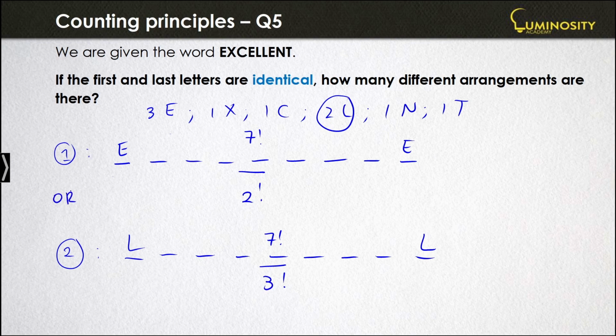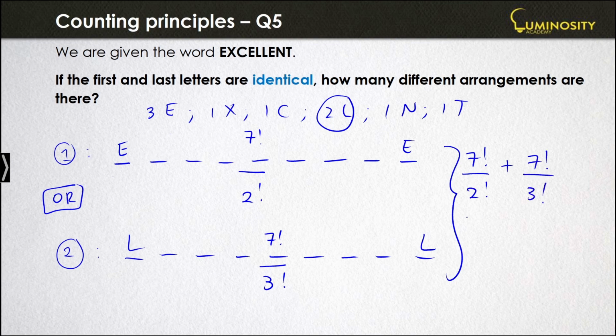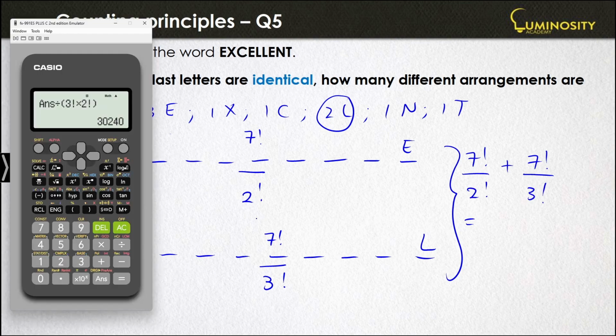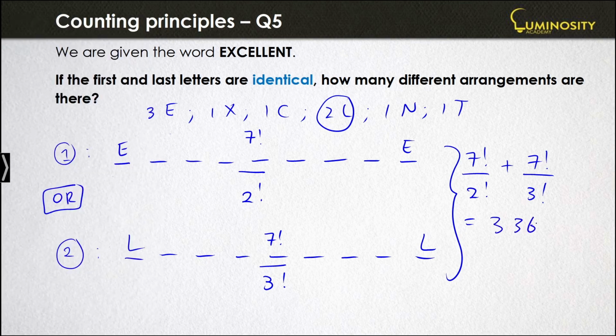So we have option 1 or option 2. And in counting methods and in probability in general, when we have or, we are adding those possibilities. So it's 7 factorial over 2 factorial plus 7 factorial over 3 factorial. If we do that on our calculator, let's see what we get. 7 factorial divided by 2 factorial plus 7 factorial over 3 factorial, and I get an answer of 3,360, an even smaller number than the previous one, because now there was an additional layer of restrictions, first and last letters.